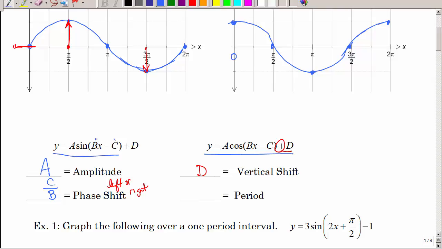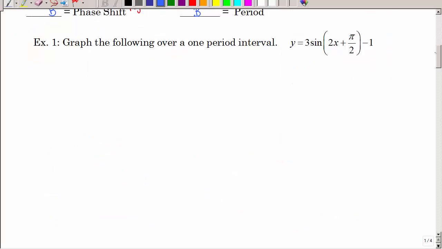And the period can also change. It starts out at 2 pi, but if B is something other than 1, it changes that period. Again, this is being taught as a review from a previous trigonometry class. So let's see, we're going to be asked to graph the following over a 1 period interval. What I'm going to ask you to do on the test and the classwork is again to stay to 1 period, work in radians, and as we go through these exercises I'm going to show you what I want labeled.